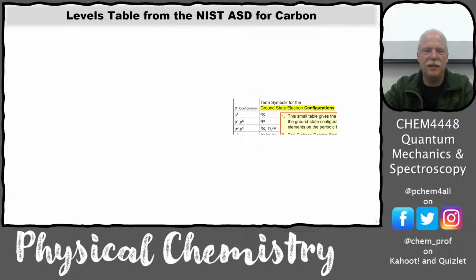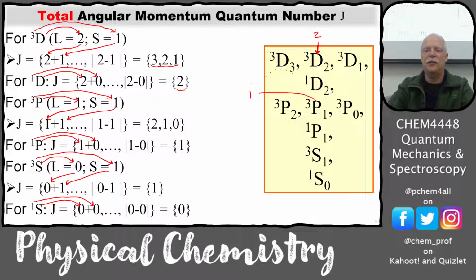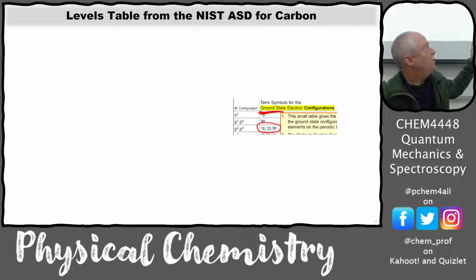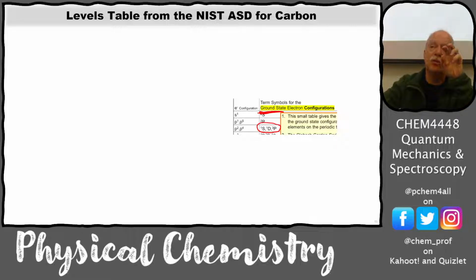So let's look at the levels table for the NIST Atomic Spectral Database. The little table that listed the term symbols for the ground state electron configurations for p2 only showed these three. It didn't show the triplet S, the triplet D, or the singlet P. That seems strange. It seems like we've contradicted ourselves, because look at all these terms. But this little table is for the ground state electron configuration. The ground state for carbon would be 1s2, 2s2, 2p2, so n equals 2 for the ground state.